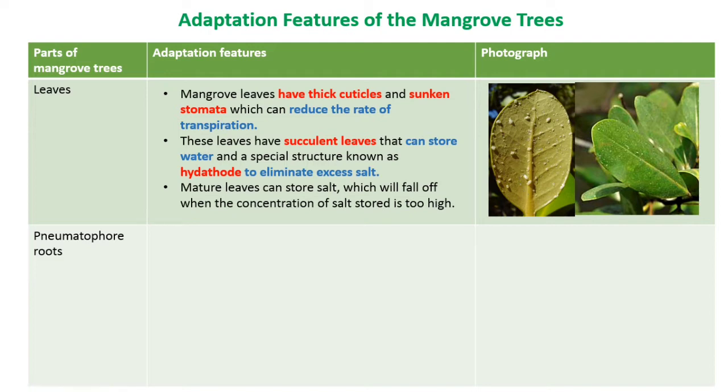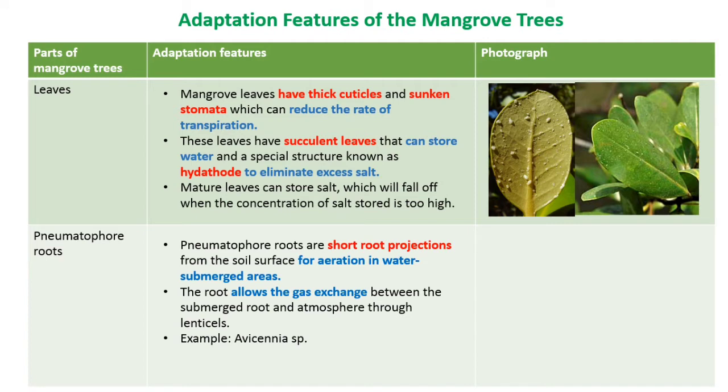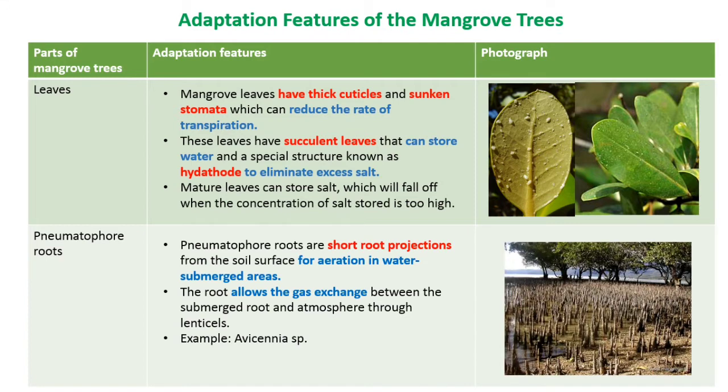Next, pneumatophore roots. Pneumatophore roots are short root projections from the soil surface for aeration in water-submerged areas. The roots allow gas exchange between the submerged root and the atmosphere through lenticel cells. So the pneumatophore root is a short root projection. You can see in the picture, these are the pneumatophore roots of Avicennia.